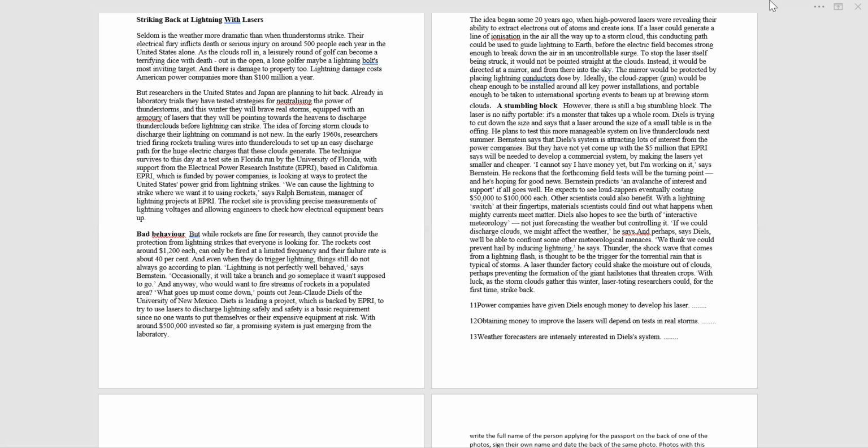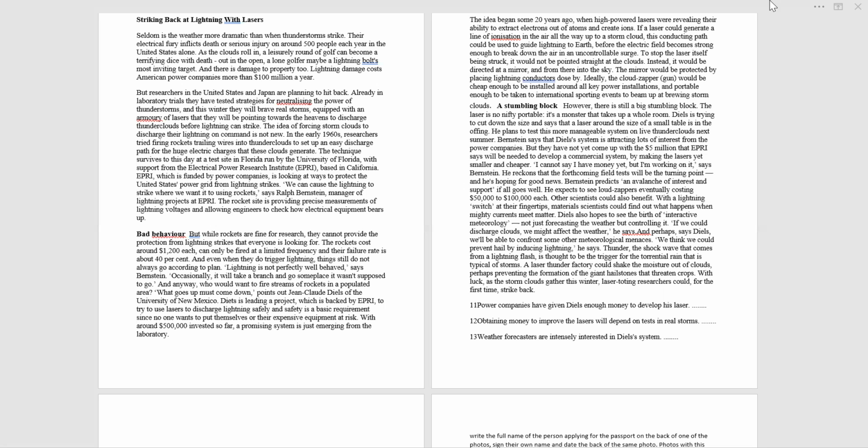Obtaining money to improve the laser will depend on a test in real storms, right? He reckons that the forthcoming field test will be the turning point, and he is hoping for good news. Bernstein predicts an avalanche of interest and support if all goes well, so he expects to see other scientists supporting this. Basically, if everything goes well in the real storm test, obtaining money to improve the laser depends on that factor as well. So the answer to this question is yes.